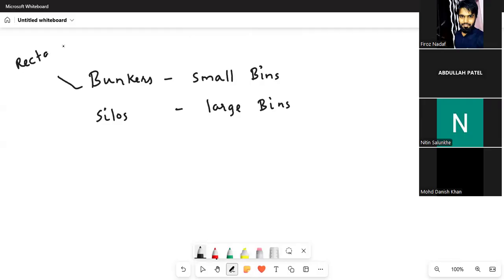Bunkers can be rectangular or square. It can also be circular. So in our syllabus, we have to study the design of the rectangular bunker and the circular bunker. But silos are usually circular. It is usually cylindrical, you can call it cylindrical or circular. You will not find rectangular silos or square silos. You will usually find circular silos, that is, cylindrical silos. Okay.